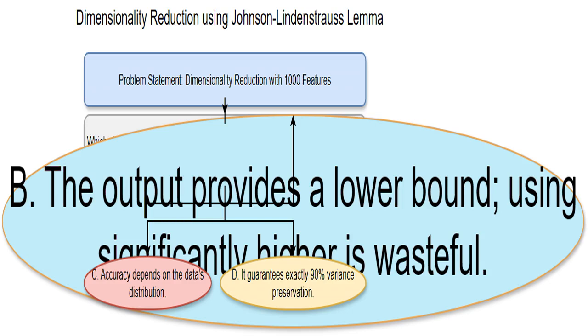This one's also wrong. While I get a lower bound, using a larger number of components than this minimum isn't always a bad idea. In the real world, our data isn't always perfect, so using a higher number of components might give me better accuracy. Sometimes you need to be a bit more generous than the minimum to get what you want.